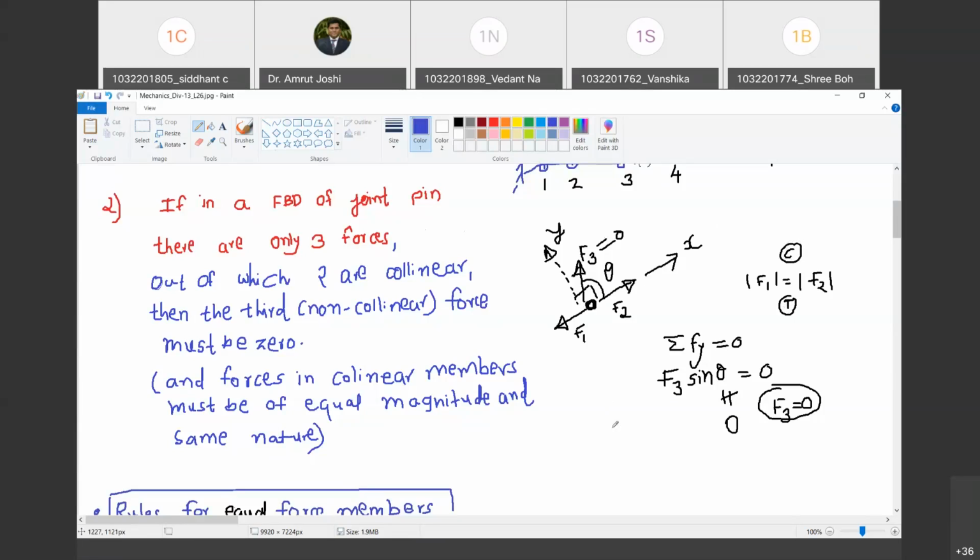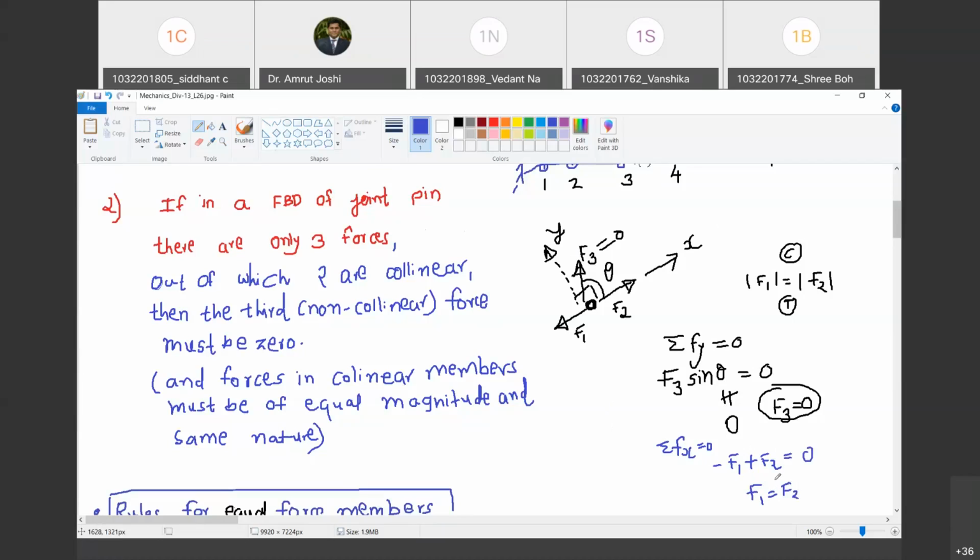Proof is very simple because now I am going to apply summation Fx equal to 0. Are you with me? Yes, sir. So what does summation Fx equal to 0 give me? F1 minus F1 plus F2, and F3 is 0. So therefore it has no component. This must be equal to 0. So I get F1 must be equal to F2.